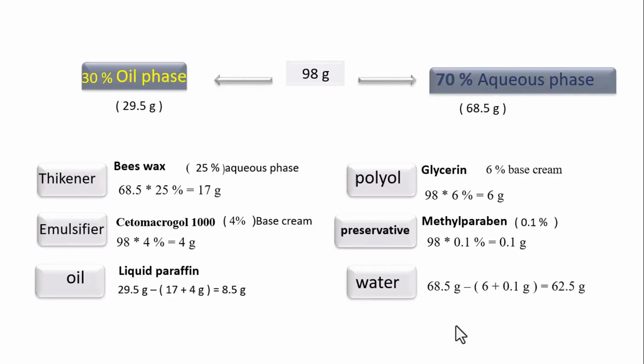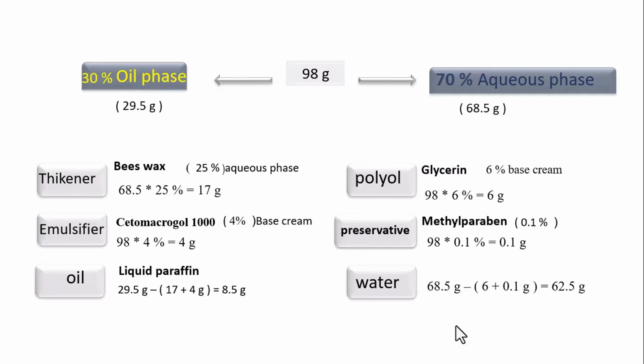To calculate the water, we do it like this as well. We subtract the polyol, meaning the glycerin we used, and the methylparaben from our 68.5 grams of the water phase. We calculate the amount of water that needs to be used in this cream, which comes out to 62.5 grams.